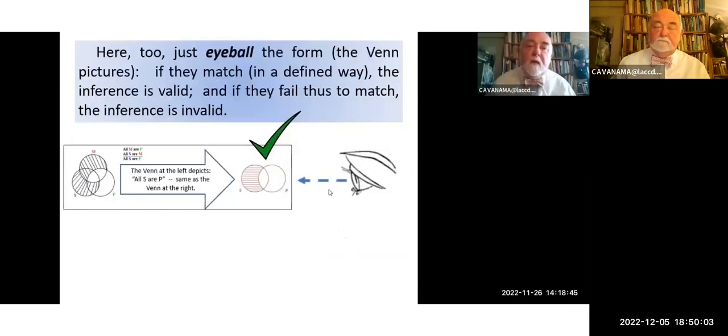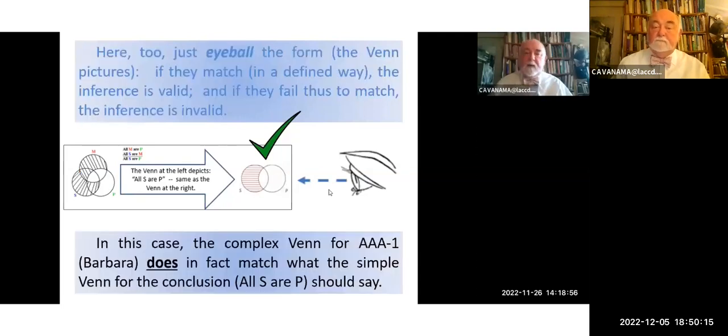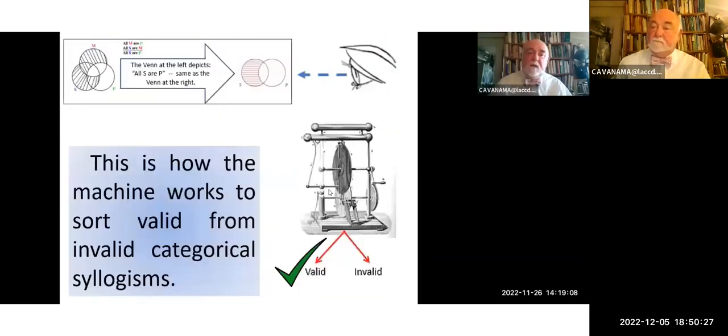Now, with the Venn diagrams as we're using them, you can also eyeball the form, the Venn pictures. If they match in a defined way, then the inference is valid. If they fail to match in that same defined way, then the inference is invalid. In this case, the complex Venn for the Barber syllogism, AAA-1, does in fact match what the simple Venn for the conclusion, all S are P, should say, so it's a valid inference. This is how the machine works to sort out valid from invalid categorical syllogisms.